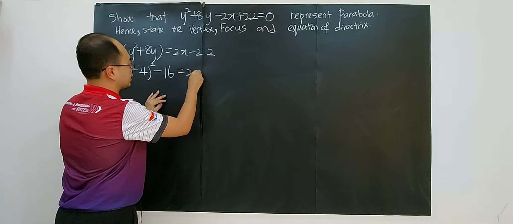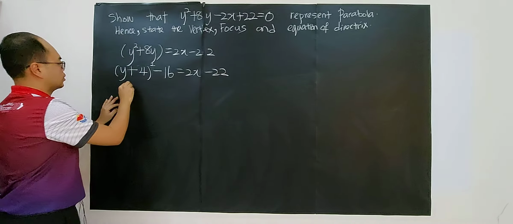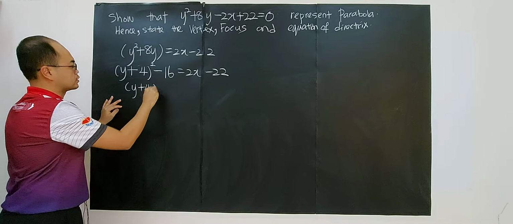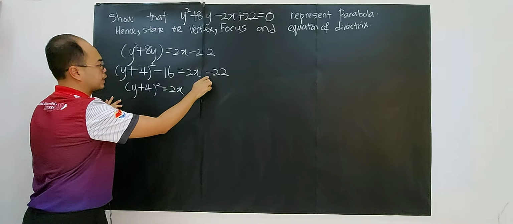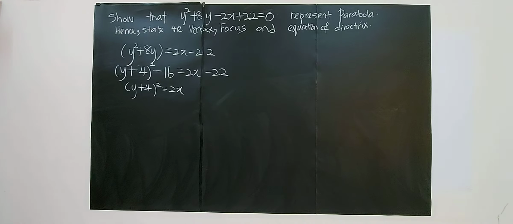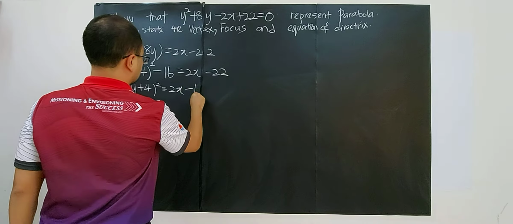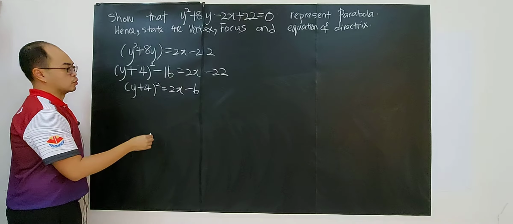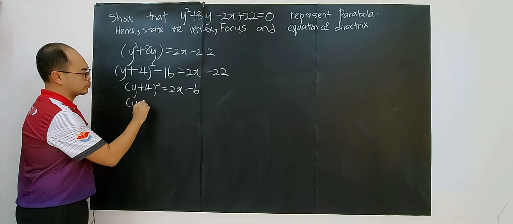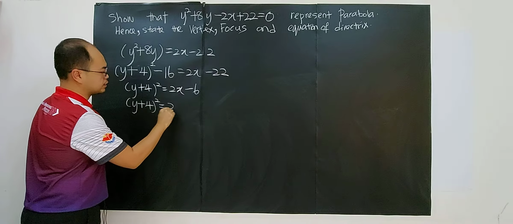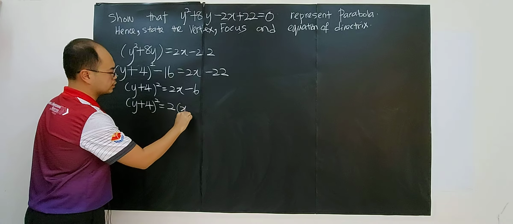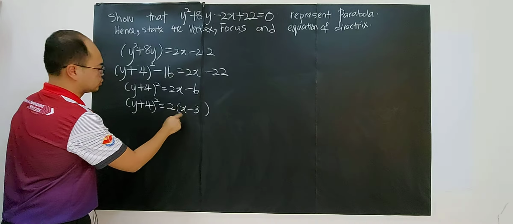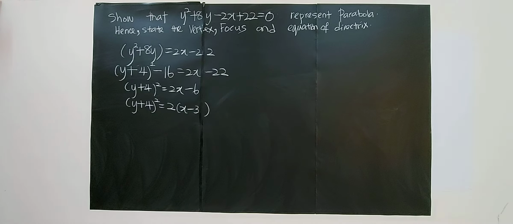So you have 2x minus 22, and later on you rearrange this: y plus 4 squared equals 2x minus 22 plus 16, which will give you negative 6. If you rewrite again, you write y plus 4 squared, and you factor out the 2. You must make sure the coefficient is 1, so 2 times x minus 3, and you have already written it in the standard form, right?